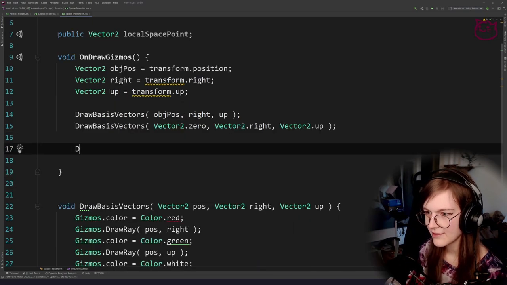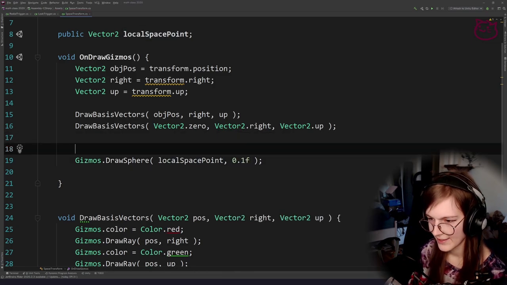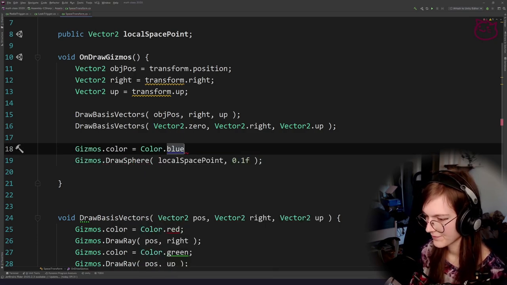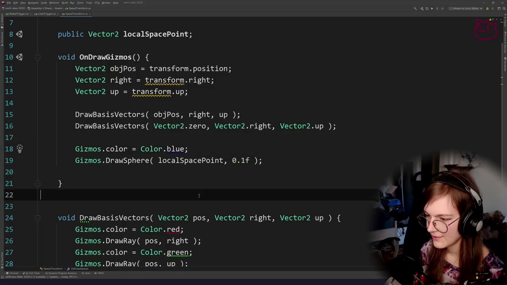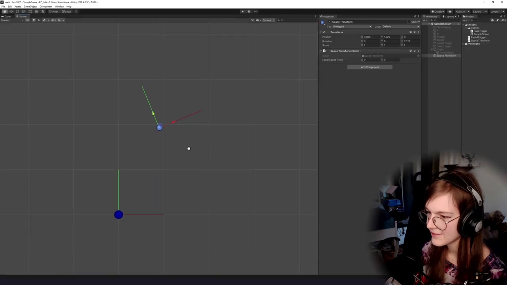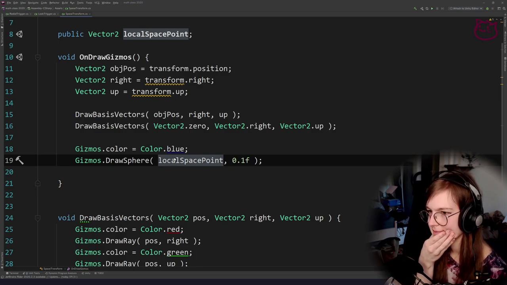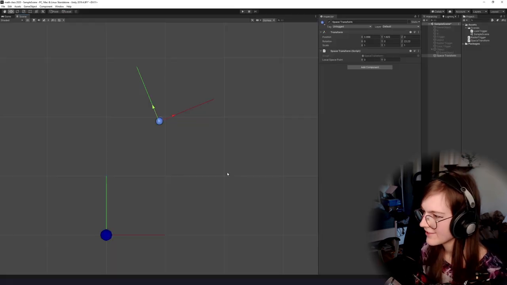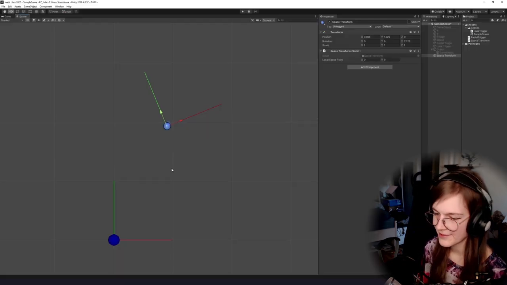So let's do Gizmos.DrawSphere, and we're going to draw it at the local space point with some radius. And let's set color to Color.blue. That one is now at 0 in world space, right? Right, we would actually kind of have to do the math. And that's spoilers. I wonder if we should use a transform instead. No, actually, this is good. This is exactly what we want.